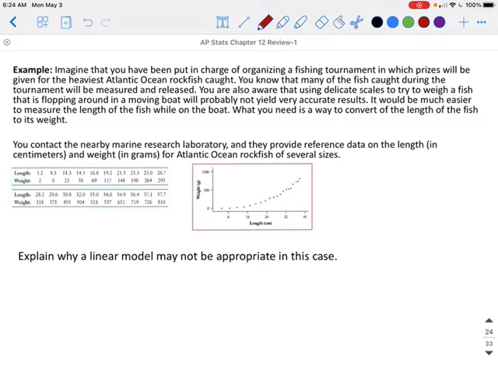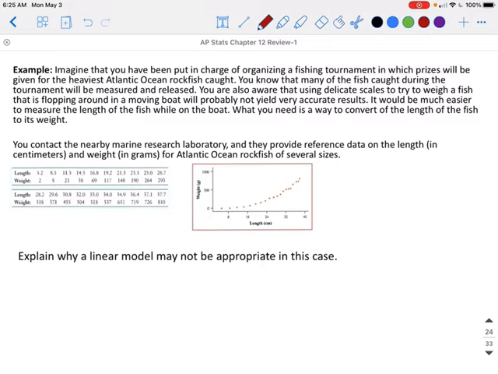Imagine that you have been put in charge of organizing a fish tournament in which prizes will be given for the heaviest Atlantic Ocean rockfish caught. You know that many of the fish caught during the tournament will be measured and released. You are also aware that using delicate scales to try to weigh a fish that is flopping around in a moving boat will probably not yield very accurate results.